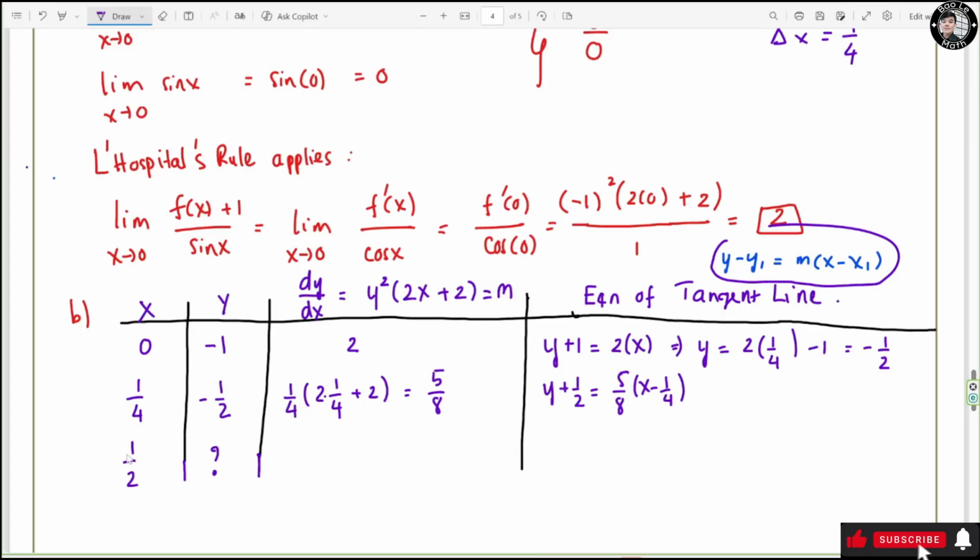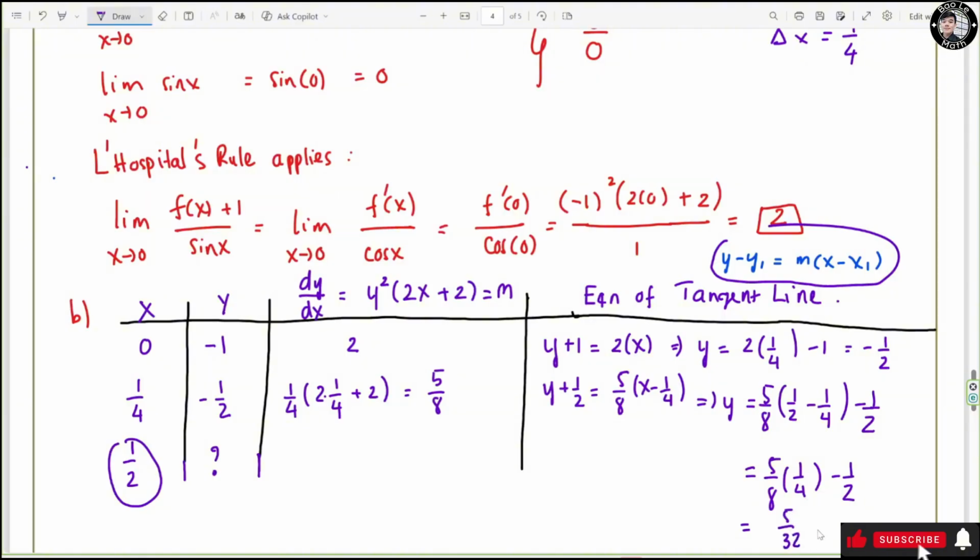We need to calculate y of 1 over 2. So it's going to be y equals 5 over 8 times 1 over 2 minus 1 over 4, subtract 1 over 2, right? So 1 over 2 minus 1 over 4 is going to be 1 over 4, right? So it will be 5 over 8 times 1 over 4 minus 1 over 2. Now 5 over 8 times 1 over 4 is going to be 5 over 32, right? Minus 1 over 2, I can rewrite this one as 16 over 32, right?